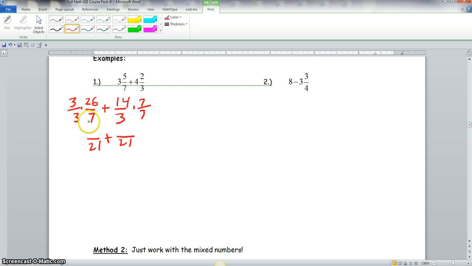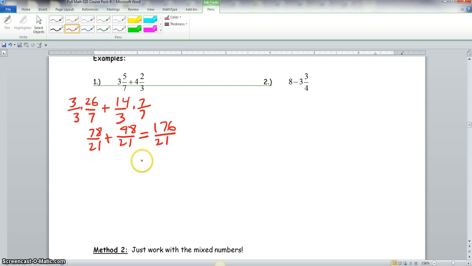3 times 26 is actually 78. And we know 3 times 7 is 21. 14 times 7 is 98. And 3 times 7 is 21. Now we add them together. Our denominator stays 21. 78 and 98 will give us 176.